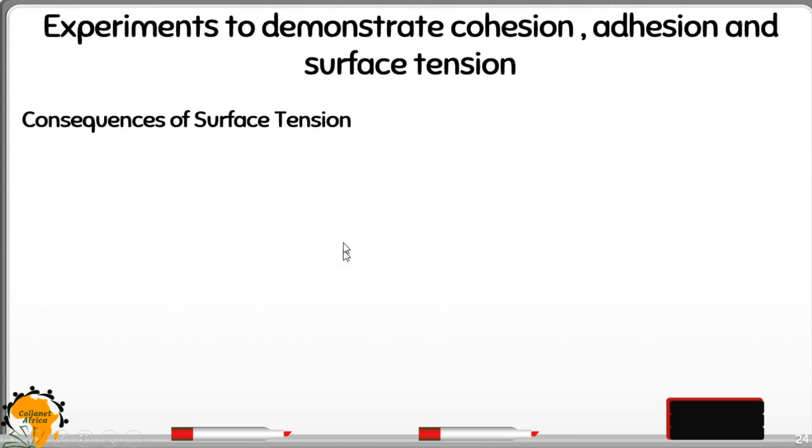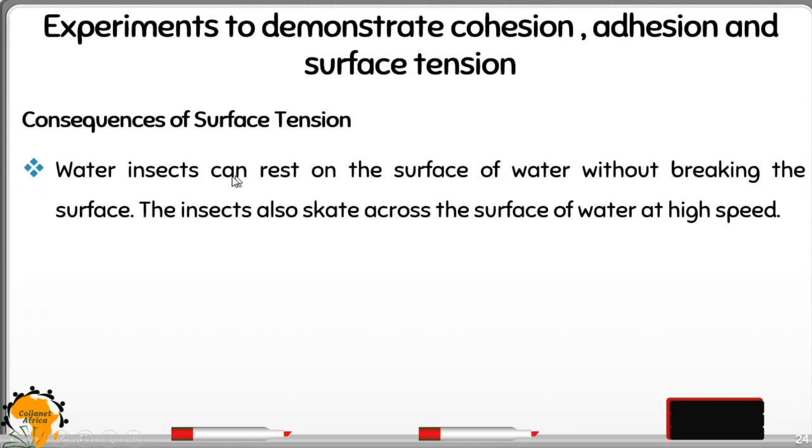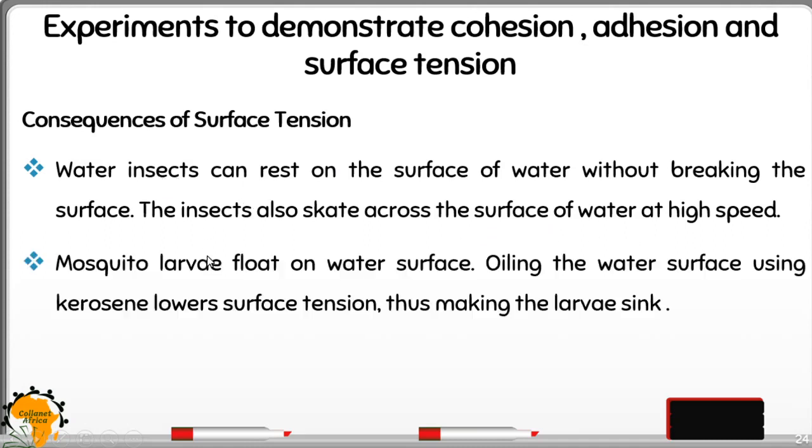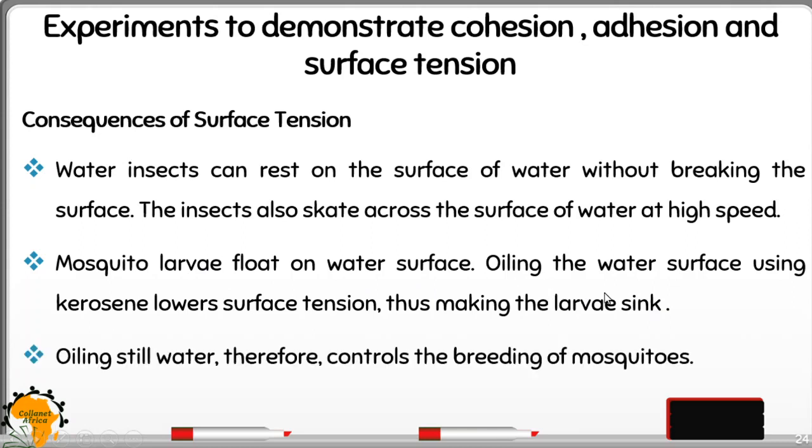Then we move to consequences of surface tension. We have that water insects can skate very fast without breaking the surface of the liquid. And also we can have mosquito larvae floating on the surface, and this can increase the breeding of mosquitoes, which in turn can bring about the malaria. So to avoid this, you are supposed to oil any stagnant or still water.